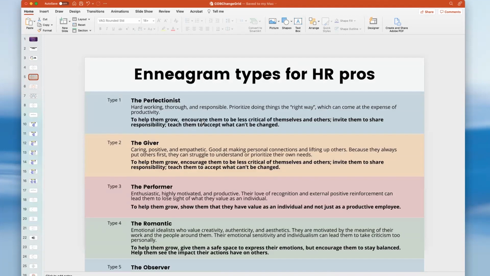Go to Kathy, the perfectionist. Hardworking, thorough, and responsible, prioritize doing things the right way, which can come at the expense of productivity. This is just some graphic sheet I found when I was searching around, and it was talking about, I guess, HR pros. I don't know if this is describing HR pros or if this is how an HR pro should work with a perfectionist, help them grow. Yeah, probably more the latter. You asked my mother, this is not my type.